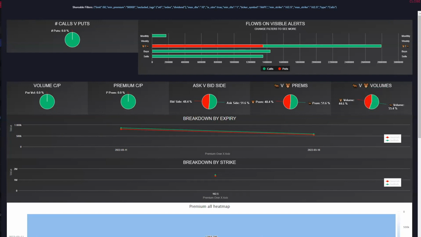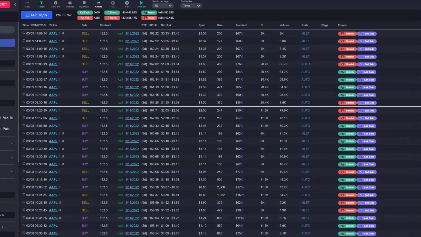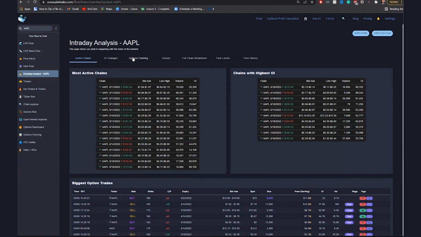So these calls, remember, they do expire on Friday, meaning that the bullish premium is 880,000, the bearish premium is 804,000. So it's a slight skew to the bull side in this scenario. Now, with intraday analysts, you can do a lot of other things, like look at OI changes, right? You can look at flow levels. You can look at a bunch of stuff.